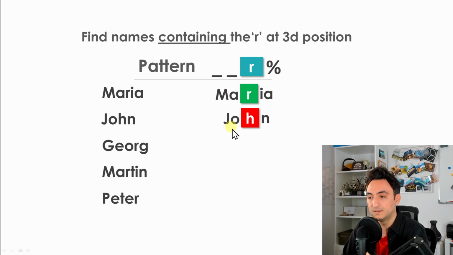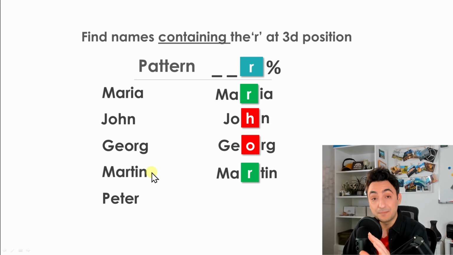The next one, John, the first two characters are okay, but the third one is not matching the pattern. It is the H, that's why we're gonna get a false for that. George, you can see the third position is O, as well not matching our pattern. Martin is matching because the first character is M, could be anything. The second one as well A, and the third is R.